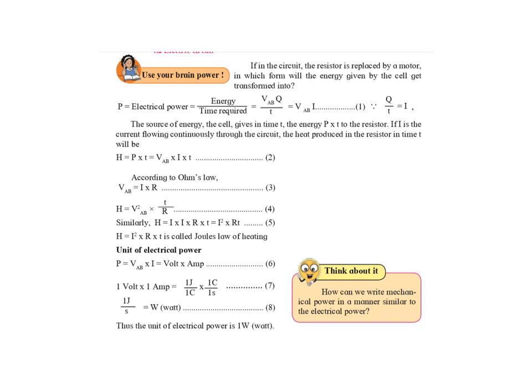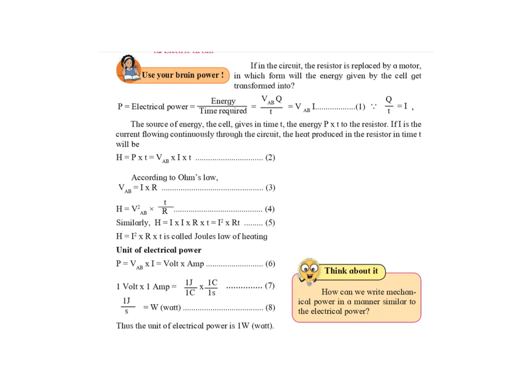Now imagine that in the circuit the resistor is replaced by a motor. Then which form will the energy given by the cell get transformed into? In that case, the energy will be converted into mechanical energy. So in the first example, we saw that the electrical energy gets converted into heat energy. If there is a motor instead of a resistor, then the electrical energy will be converted into mechanical energy. So electricity can be converted into various other forms of energy.